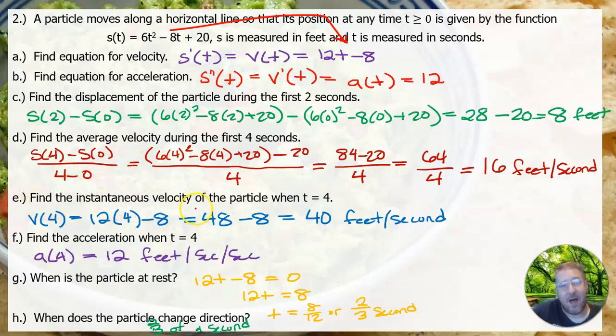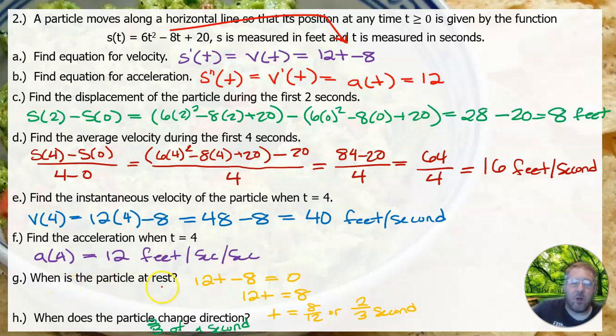Find the instantaneous velocity. Remember, instantaneous is not average velocity. Then you're using the derivative. Very key distinction between these two questions. Find the acceleration when t equals 4. Just plug that into your acceleration. Once again, you don't have to resolve for these using power rule. You can just say a of 4 and say the answer.